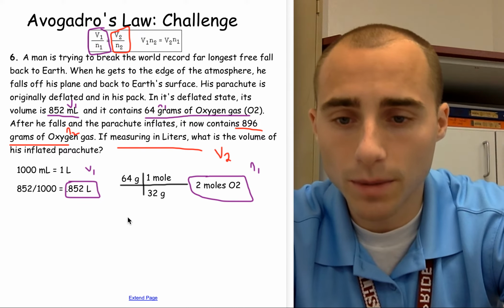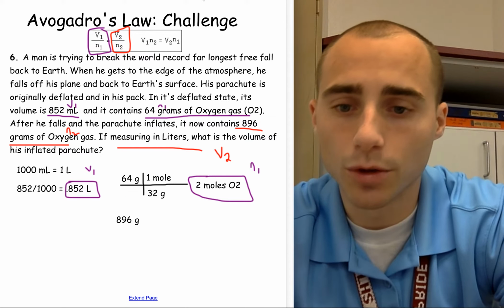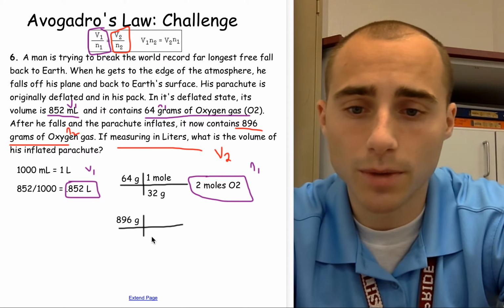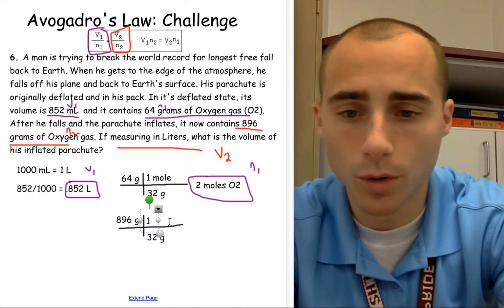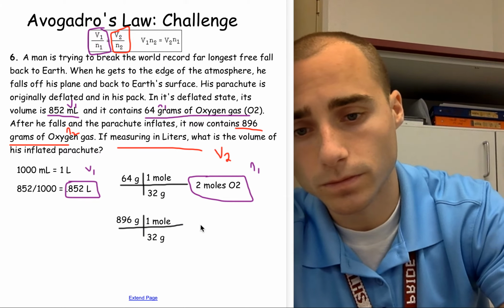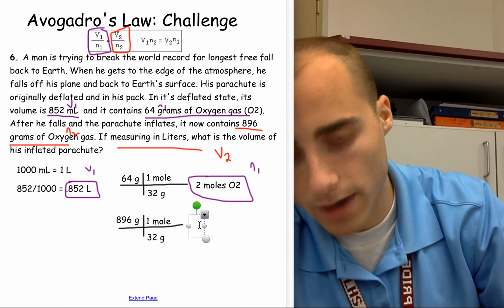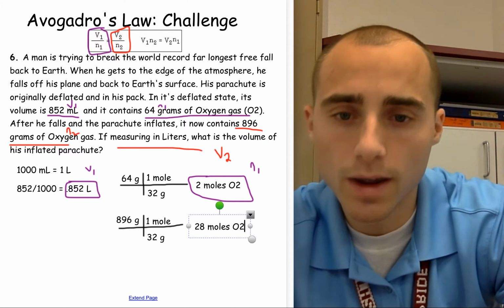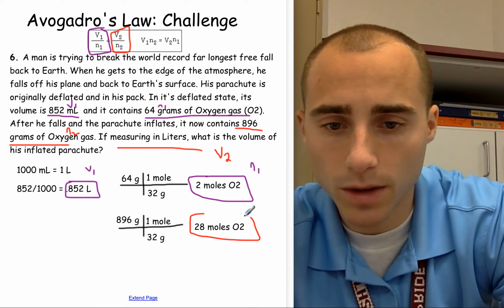So for our N2, same process. We have 896 grams of oxygen gas. So we'll go through the dimensional analysis again. 32 grams of oxygen gas goes on bottom right here, 32 grams under 1 mole. 896 divided by 32 is going to give us how many moles we have for our N2. So 896 divided by 32 equals 28. So we have 28 moles O2. Keep the colors consistent here. This right here is going to be our N2.